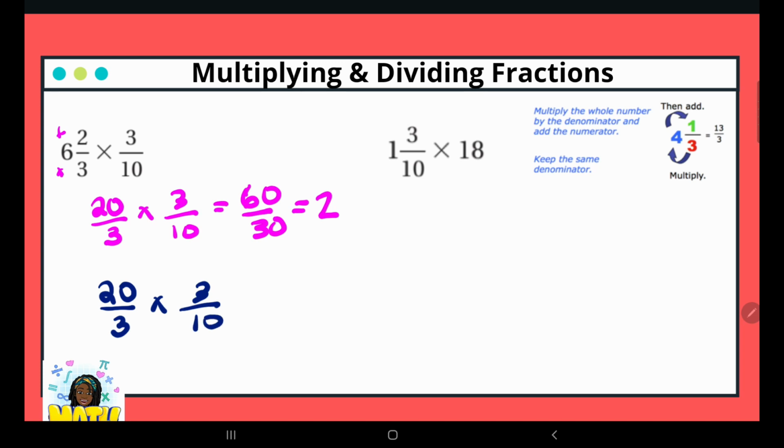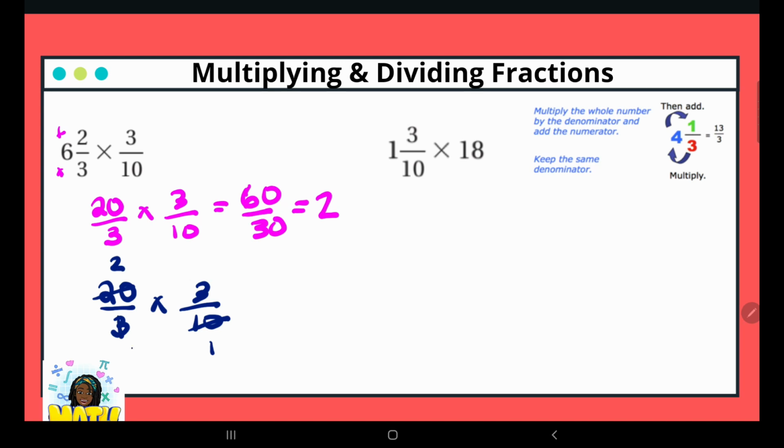So this works with multiplication. Here I see that 10 goes evenly into 20. So I can say 10 goes into itself once, and 10 goes into 20 twice.